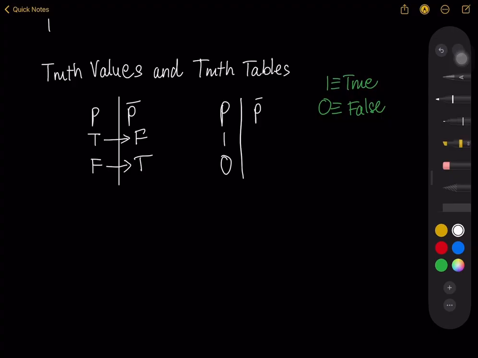We got this, okay? P is 1, then not P is 0, right? And we have P is 0, so not P, obviously 1. Okay, that is our truth table for the negation.